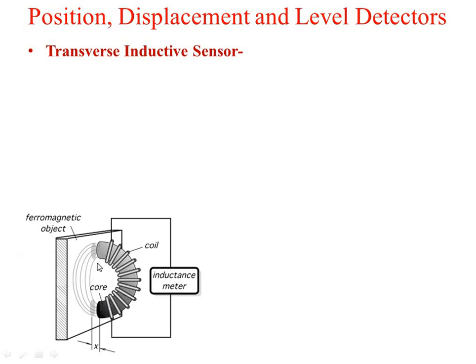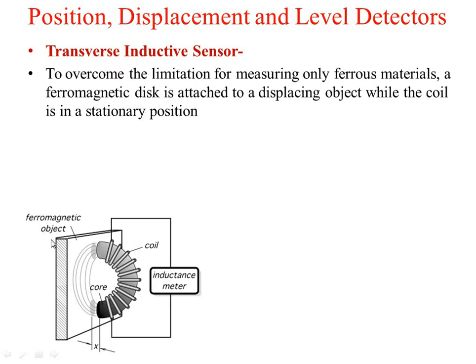When the coil moves very close to this one, it is going to change the self inductance of this coil, and obviously you are going to measure the inductance, and that inductance will be proportional to the displacement of this ferromagnetic object. To overcome this limitation, that only ferrous materials can be sensed, a ferromagnetic disc is attached to the displacing object.